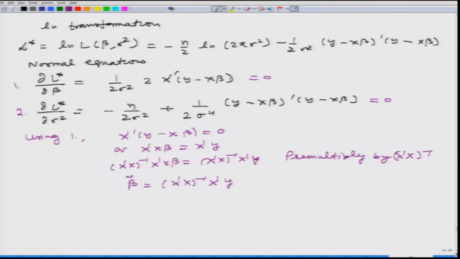Similarly, when I use the second equation, we obtain the value of sigma square is equal to 1 over n (y minus X beta) transpose (y minus X beta). Obviously, this cannot be obtained because beta here is unknown. So, in this case we replace beta by beta tilde, and this gives us the maximum likelihood estimator of sigma square like this. Well, these are the maximum likelihood estimators.